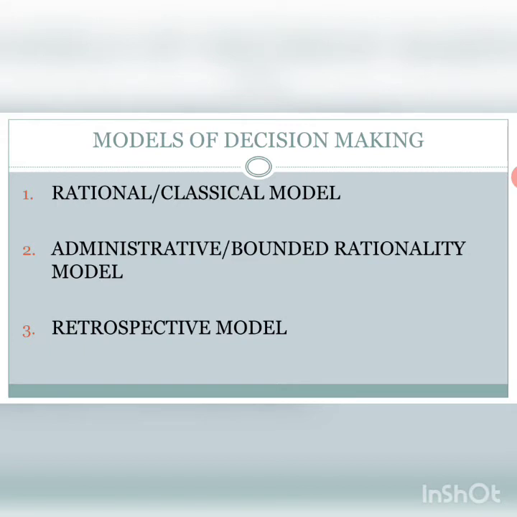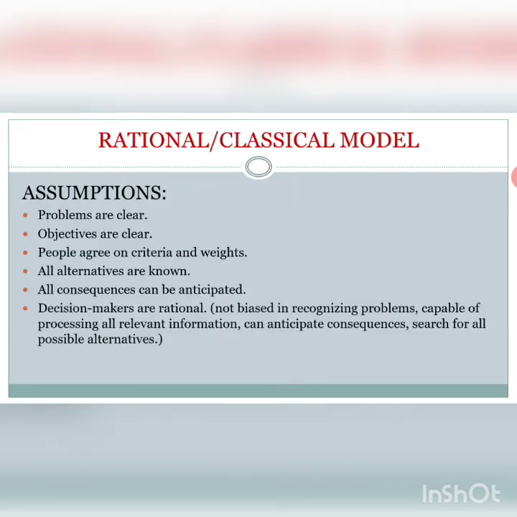So now we come to the models of decision making. What are the models of decision making? We have three models here: the rational and classical model, the administrative or bounded rationality model, and the retrospective model. Let's first go through the rational or classical model. What are the assumptions of the rational classical model?